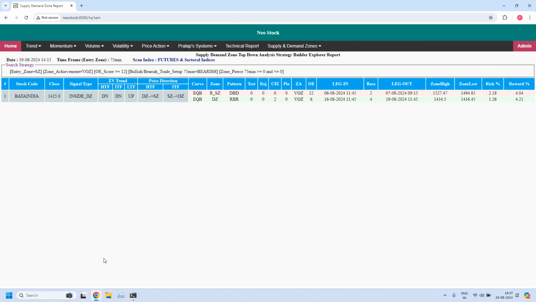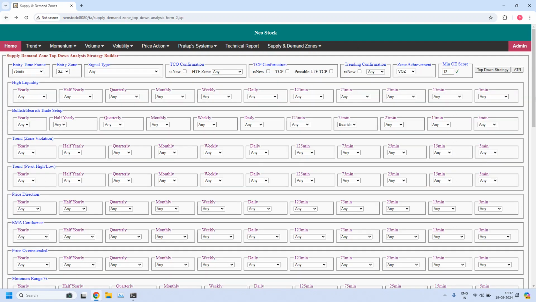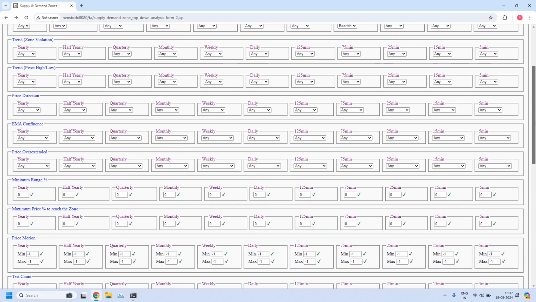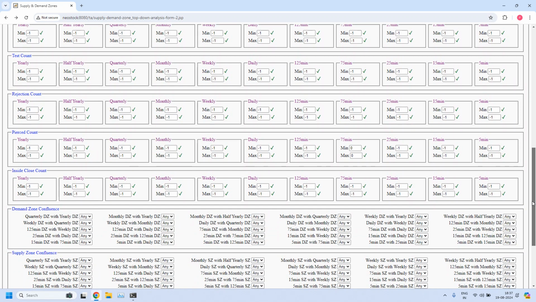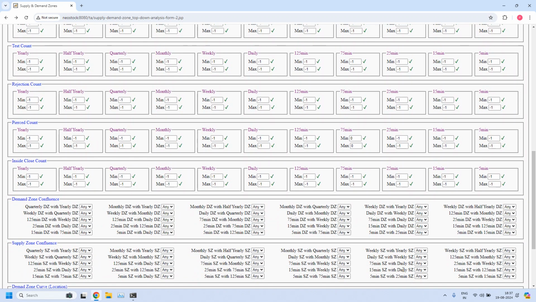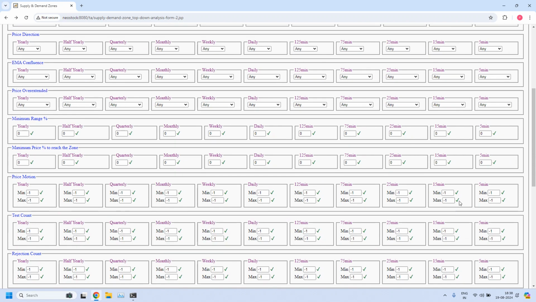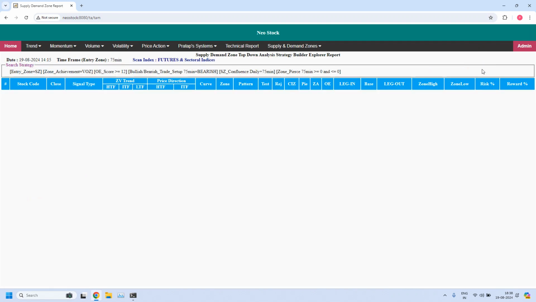Let's verify whether this zone is having confluence with ITF confluence, not weekly zone, that is 75 minutes zone, I'm sorry. The weekly income trade 75 minutes entry zone, having confluence with the daily supply zone, we have to verify. Supply zone confluence. So we have 75 minutes supply zone with the daily supply zone, that is LTF and ITF confluence. Only one stock is there. So it doesn't have any confluence.